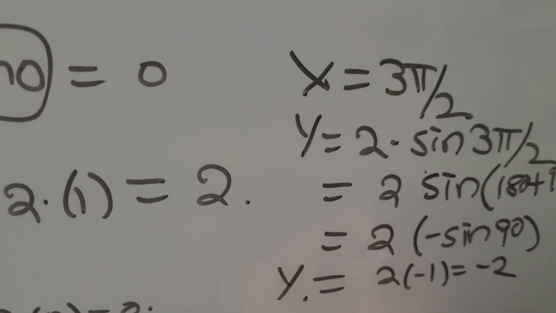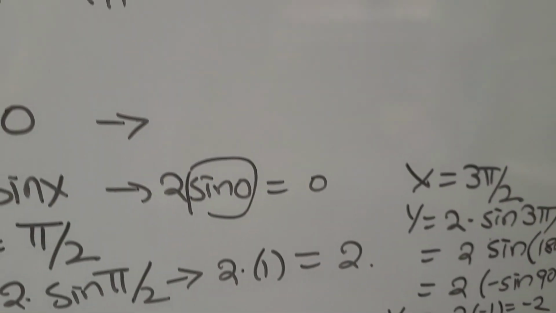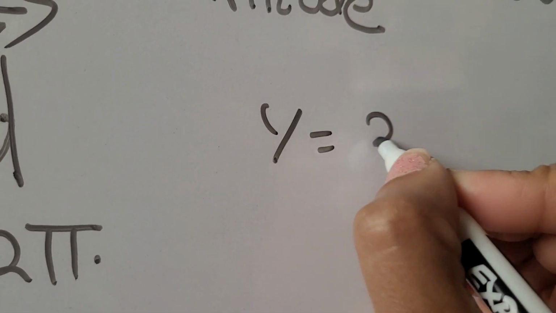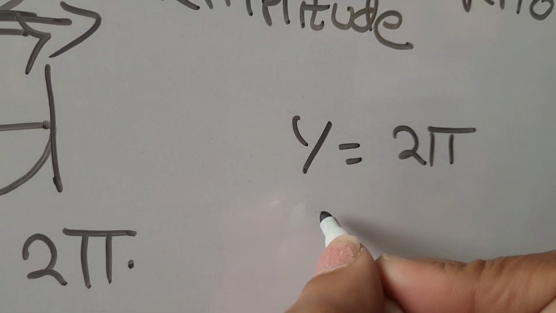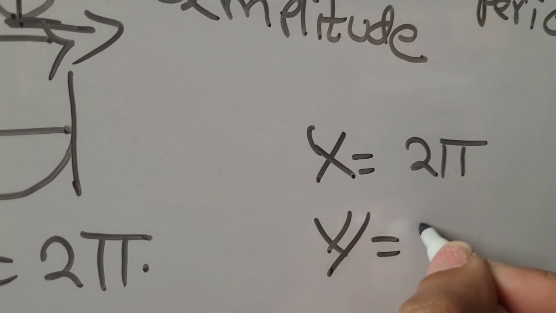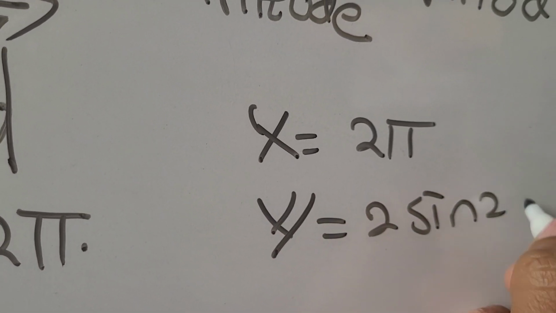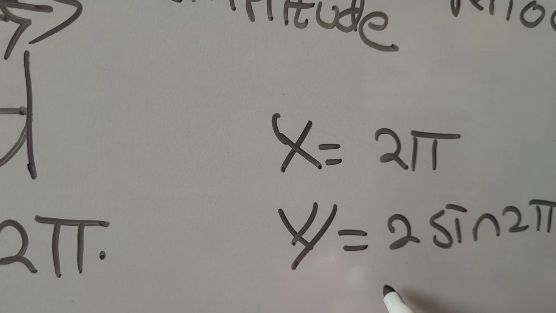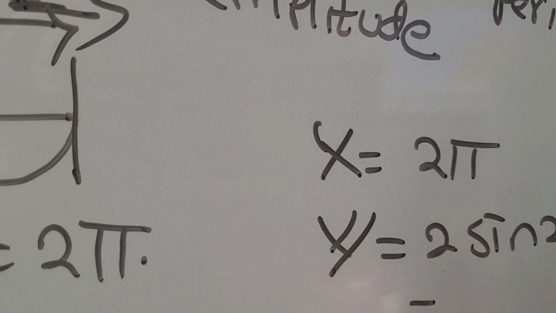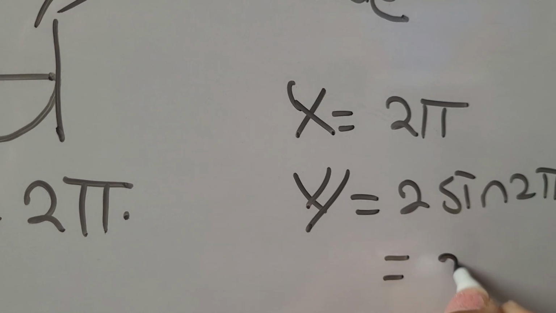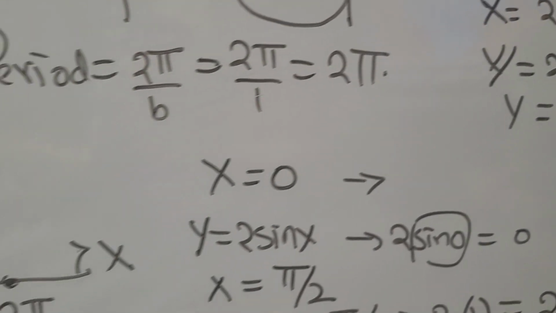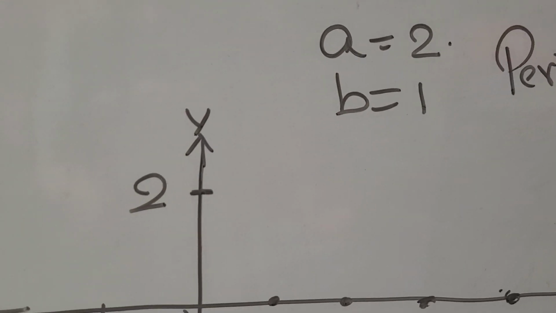Okay, and let's find the values for y at x equal to 2 pi. For x equal to 2 pi, y equal to 2 times sine of 2 pi. Sine 2 pi is nothing but sine of 360 degrees, and it will be 0. So 2 times 0 is nothing but 0. So in this way we found out the values for the positive x-axis.